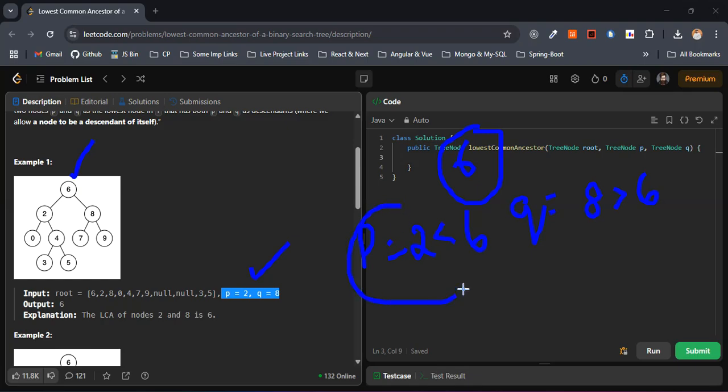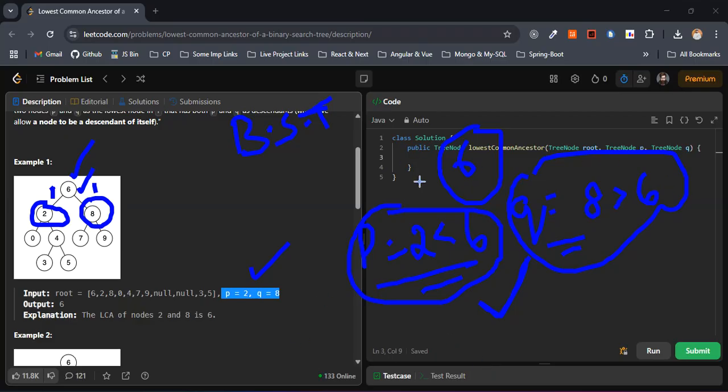So here 2 is less than 6. This is correct, and Q, 8, is greater than 6. So according to the BST rule, this matches correctly, and 6 is the lowest common ancestor. The BST rule says the value of the left subtree has to be smaller, and the value of the right subtree has to be greater than the root. So 2 is smaller than 6, and 8 is greater than 6. We have been given p equals 2, which is smaller than 6, and q equals 8, which is greater than 6. So this absolutely satisfies the condition.